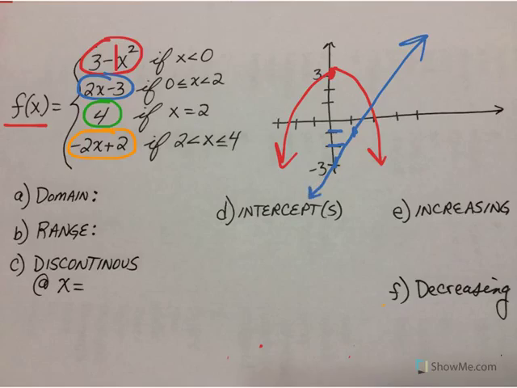Okay. Now I'm going to skip the green piece because notice the domain here. It says x is equal to 2, and that's kind of weird. So I'm going to skip that. I'm going to go down to the orange piece. In this case, the y-intercept is a 2.